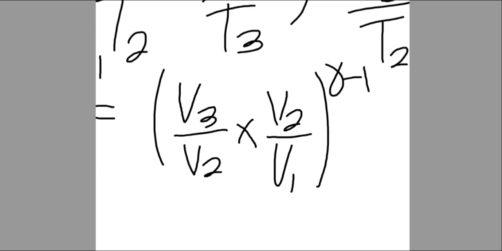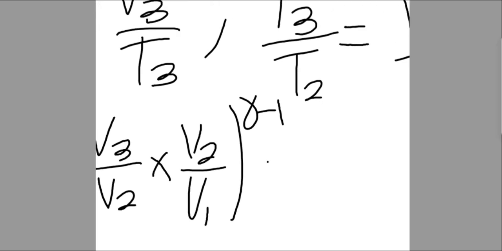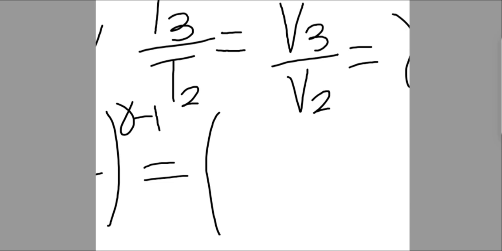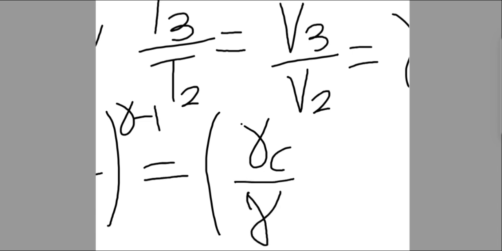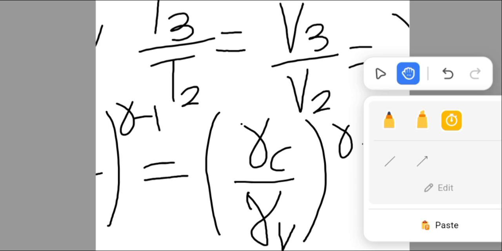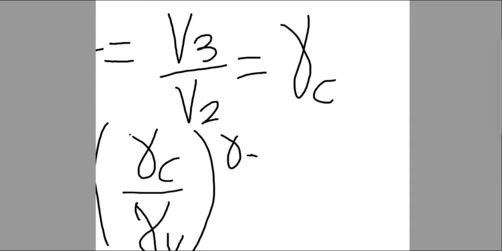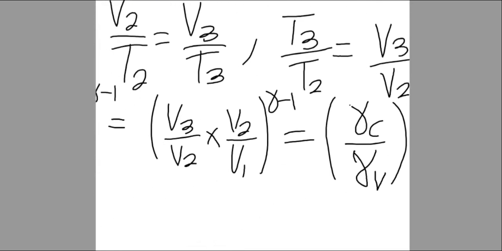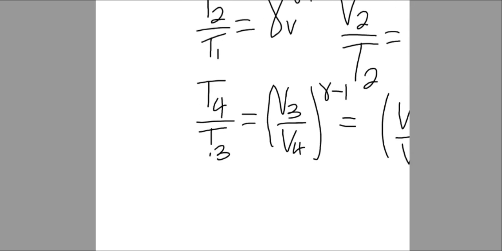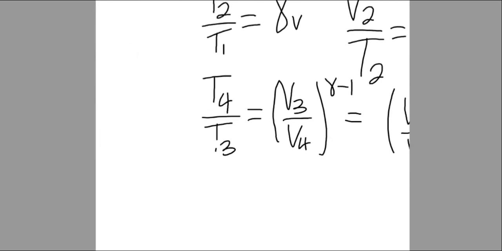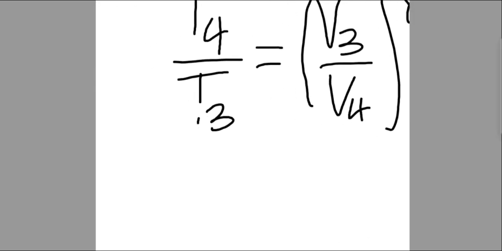So therefore, we can just pick this as equal to, open brackets, our cutoff ratio divided by our compression ratio, all raised to power gamma minus 1. So that is what we are going to get for that. So we can just make T4 the subject of the formula here, and we are going to have the value for T4.